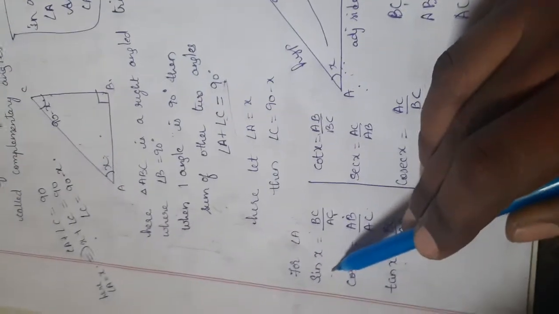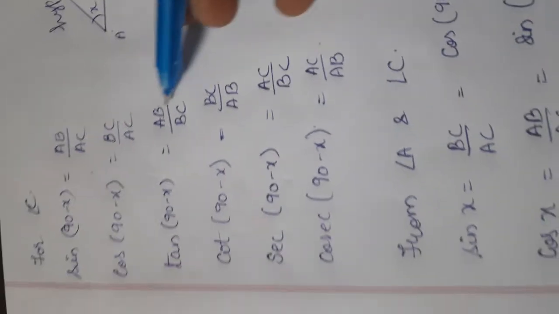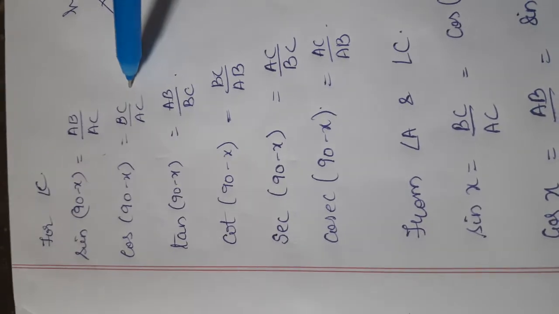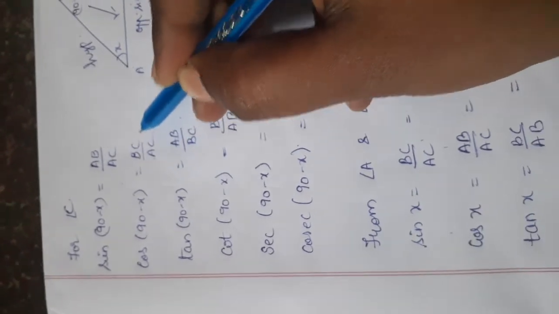Now see, from angle A and from angle C. What is our first ratio? Sin x. Sin x is nothing but BC by AC. Here you see where you are getting BC by AC. Here you got BC by AC. Okay, let's see. Sin x is nothing but BC by AC for angle A. Then for angle C, sin 90 minus x is BC by AC.